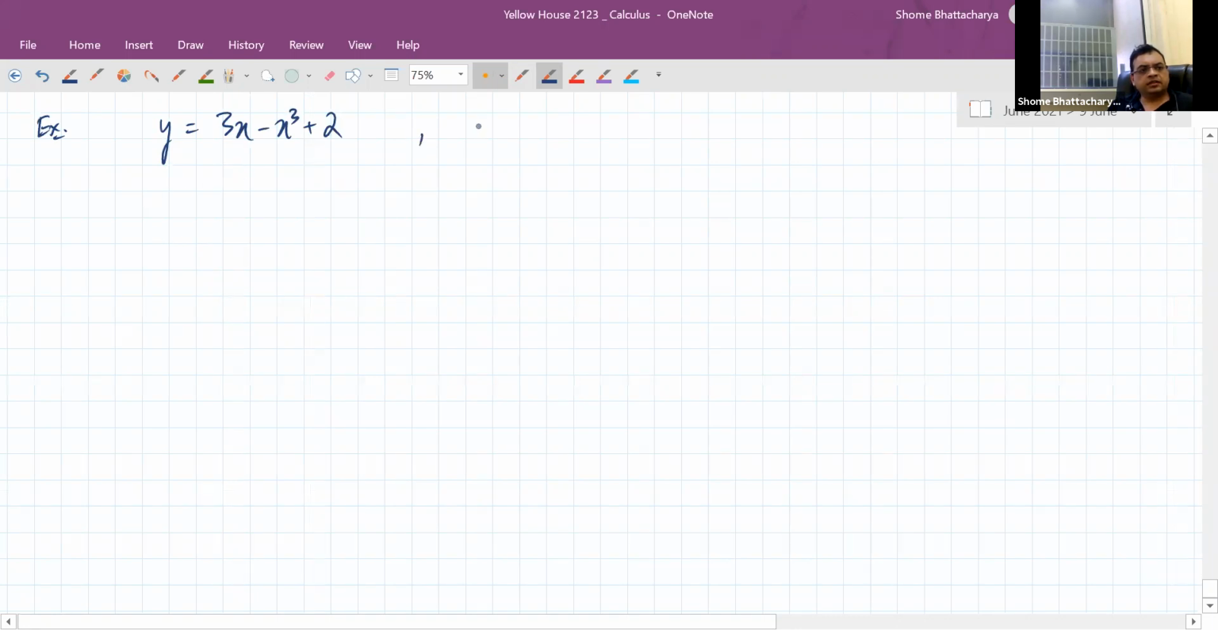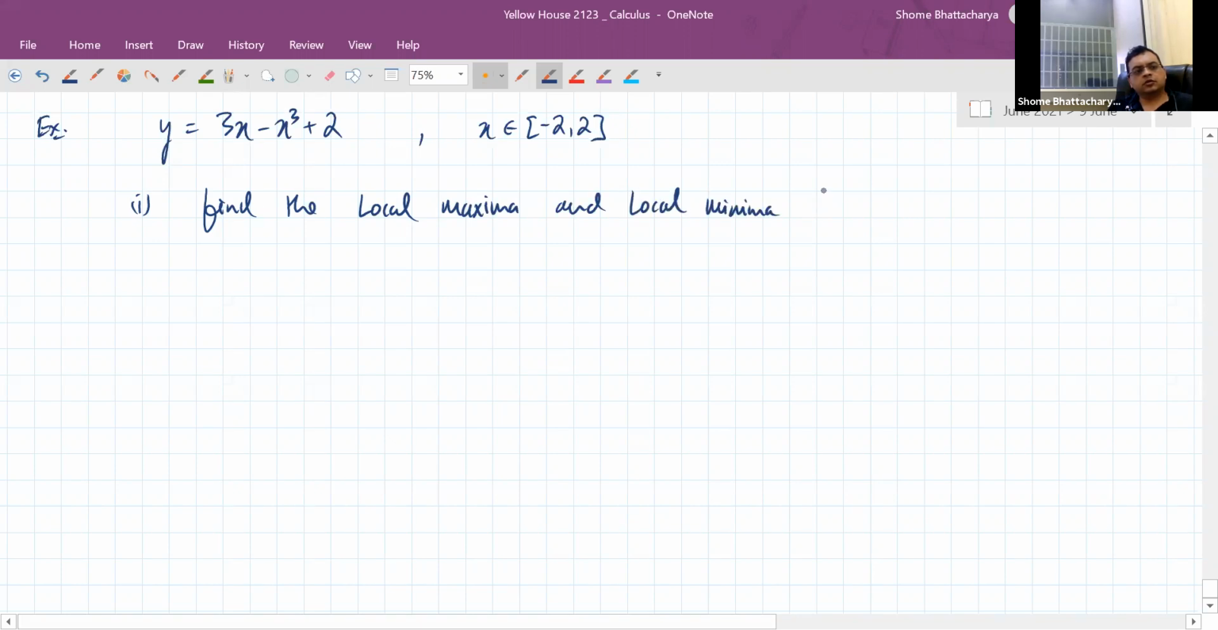And let's say we take a limited domain from -2 to 2. Okay. So first of all, find the local maxima and local minima. That is, if any, because the function's graph can be such that it simply doesn't have a local maxima or local minima.